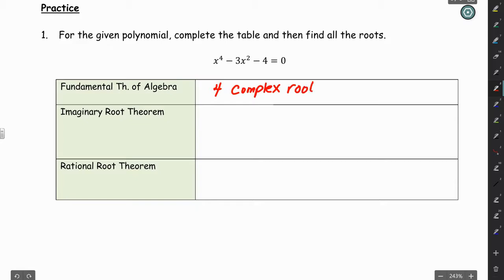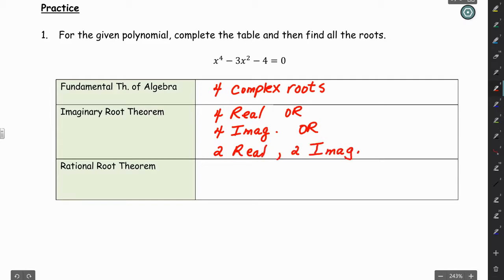And what are the combinations of those roots? Well, we could have 4 real, they could all be real. We could have 4 imaginary, because imaginary roots come in pairs. Let's do or here. Or we could have 2 real and 2 imaginary. All right, good information to have.